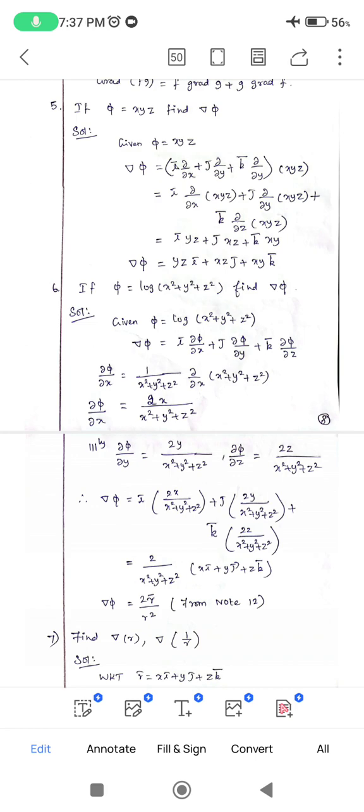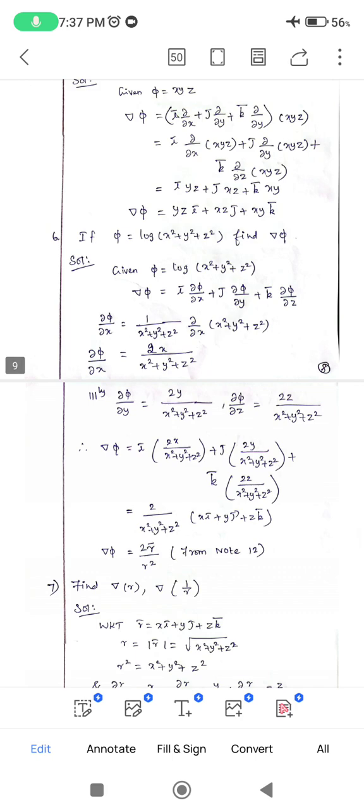And next one is, if phi is equal to log of x square plus y square plus z square, find del phi. Given phi is equal to log of x square plus y square plus z square. So del phi is equal to i into dou phi by dou x plus j into dou phi by dou y plus k into dou phi by dou z. So dou phi by dou x.